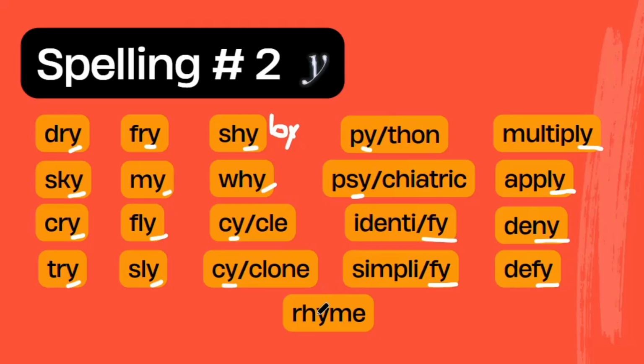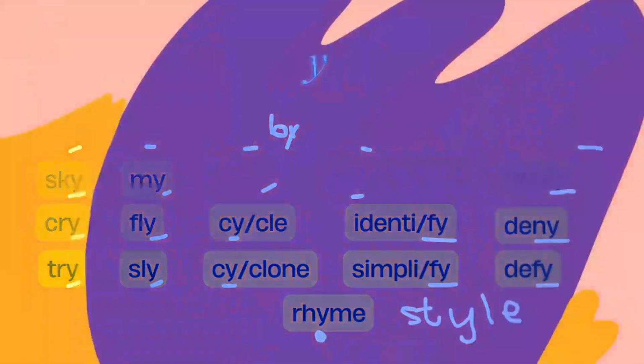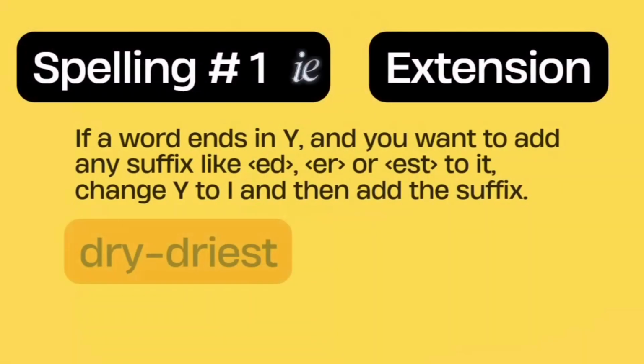We have the word rhyme in which Y says I in the middle as well. Rhyme. Let me add another word with rhyme. The word is style. In style, Y is saying I. Style. Now, if you have got some words in which Y says I in the middle or at the end, go ahead and write them down in the comments box. Let's check out our next spelling pattern.